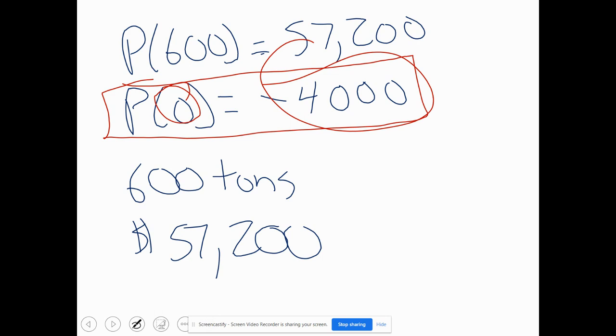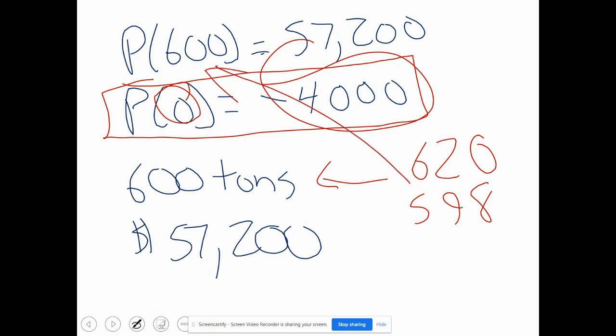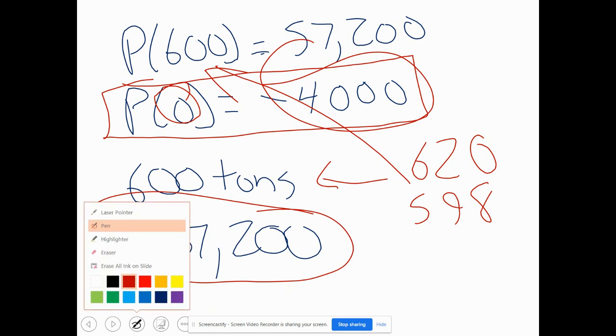You can take a look at both sides of the 600 also. Take a number greater, 620. Take a number less, 598. Plug them both into the profit formula, and you're going to see that you do have a number that's less than this. The other thing to think about is the graph.